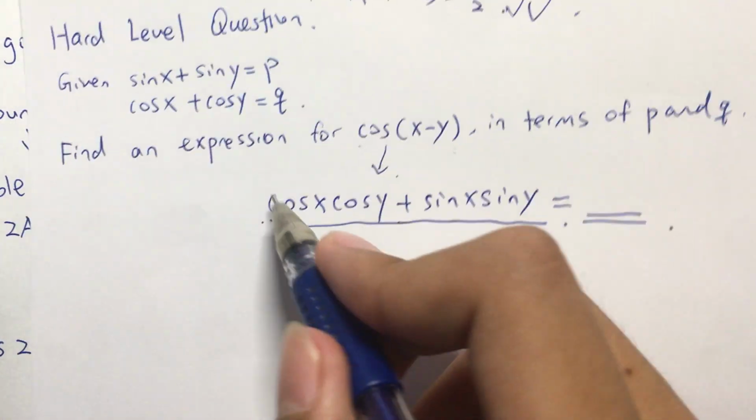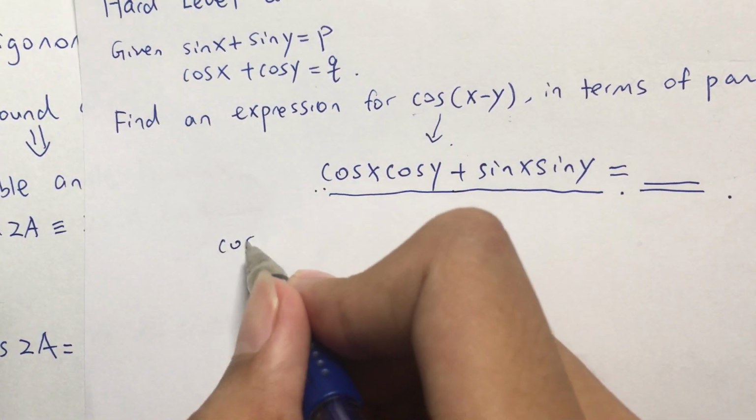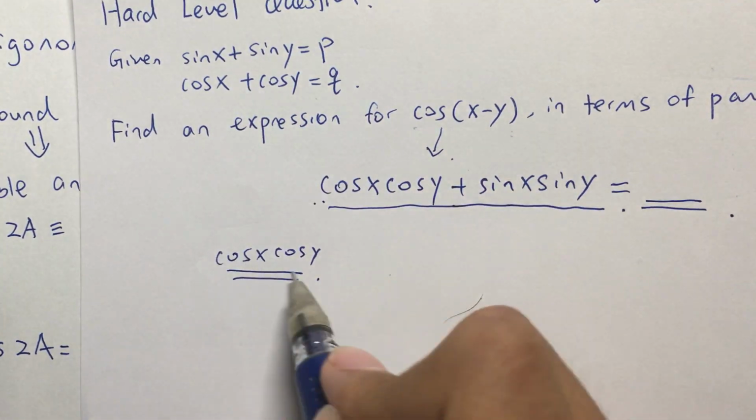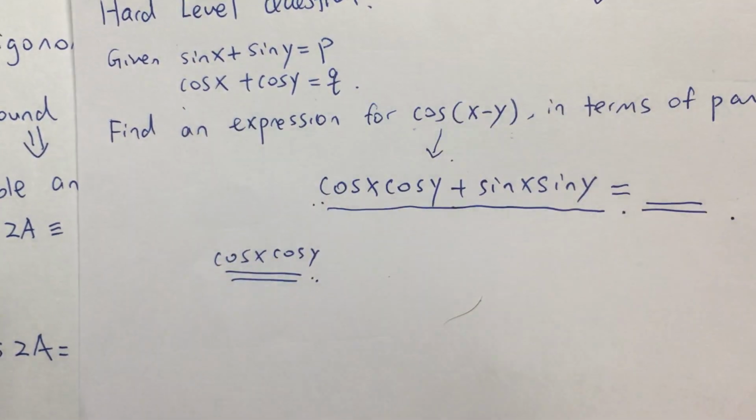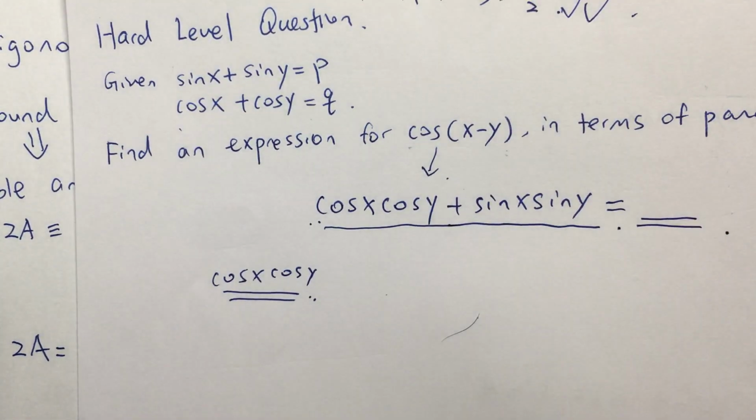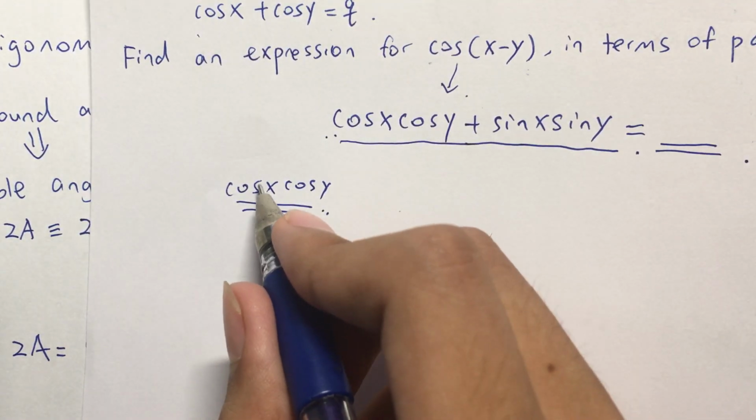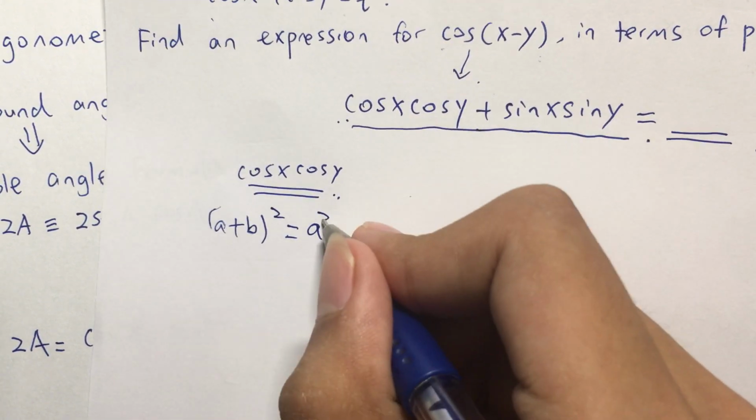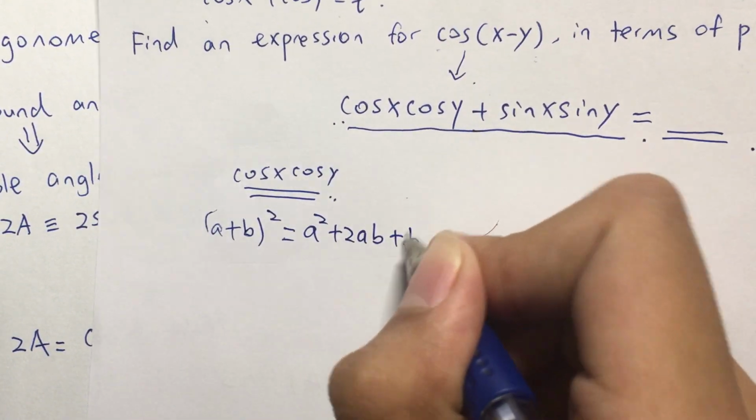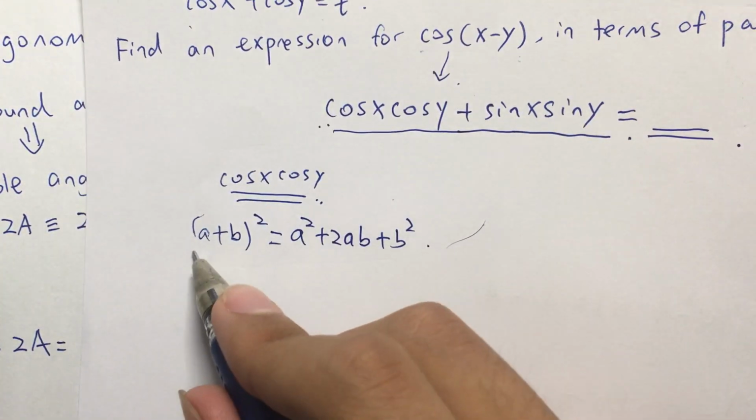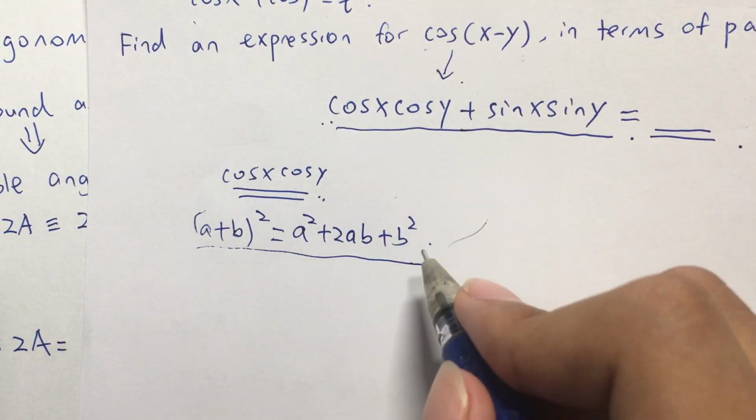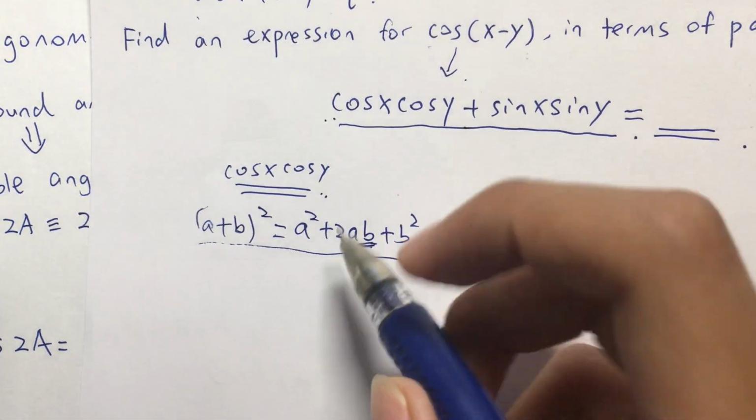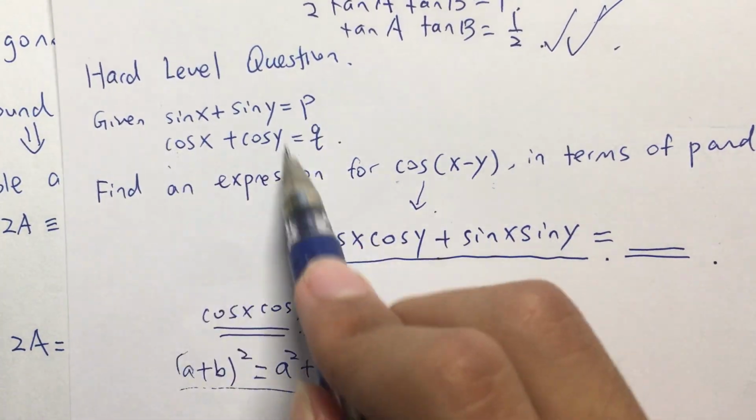And now let's consider cosine x cosine y. So how do you think we can obtain cosine x cosine y from one of these two equations? Well, we know that a plus b bracket squared is equal to a squared plus 2ab plus b squared, which in this equation we have times here. So why don't we just bracket square on both sides?